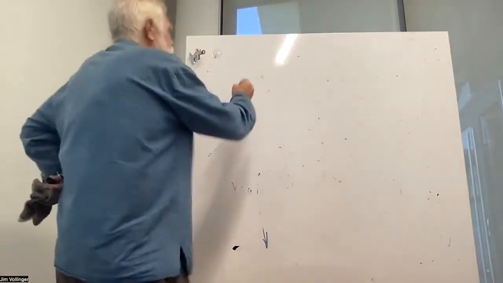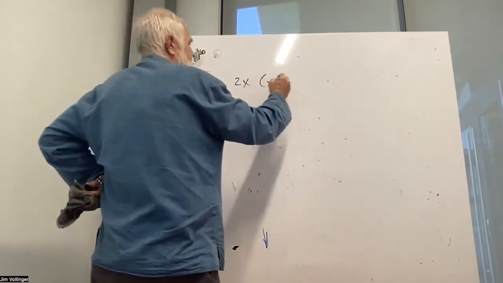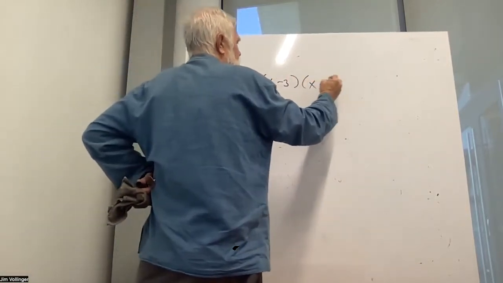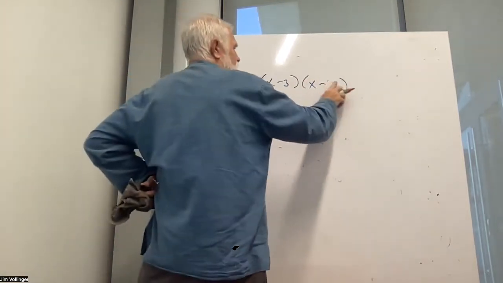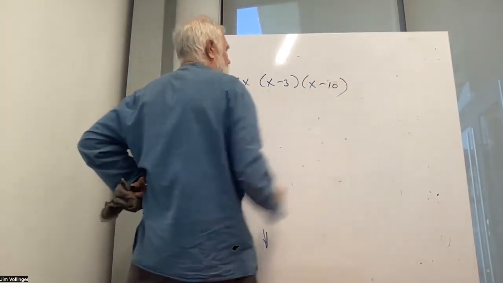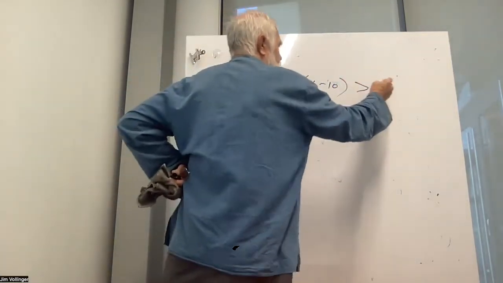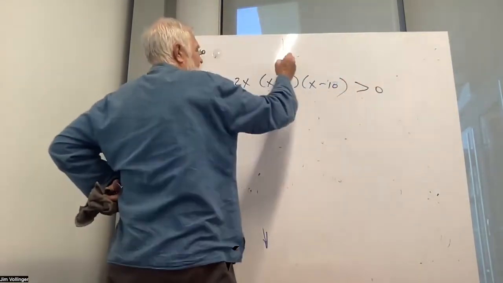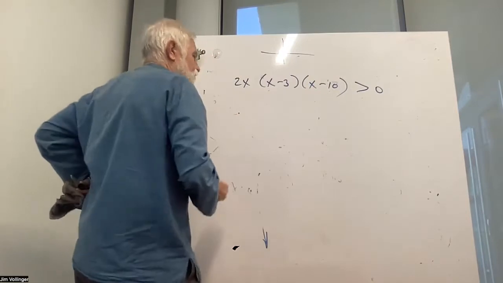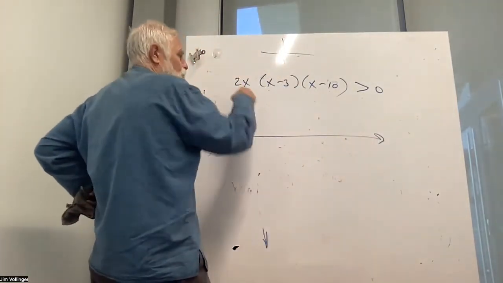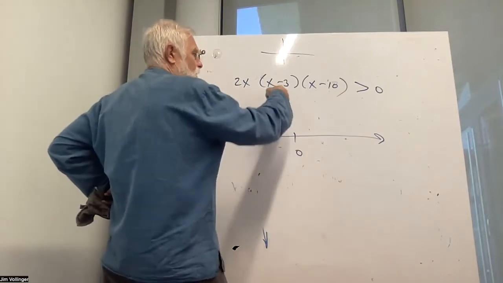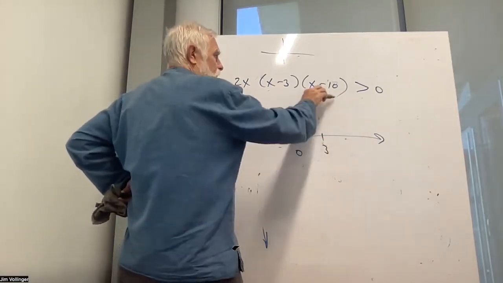Okay, inequalities. So let's do 2x times x minus 3 times x minus 10, and we want that to be greater than 0. I'm going to graph that for you later up here. It's easier to do this graphically, but you're learning the sign chart at the moment. So what are the roots? 0, 3, and 10.